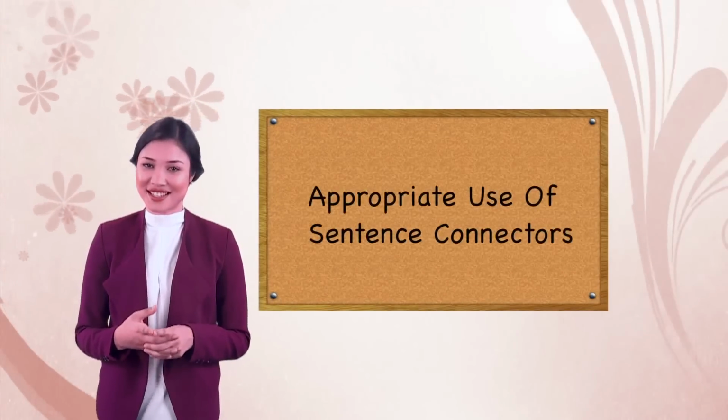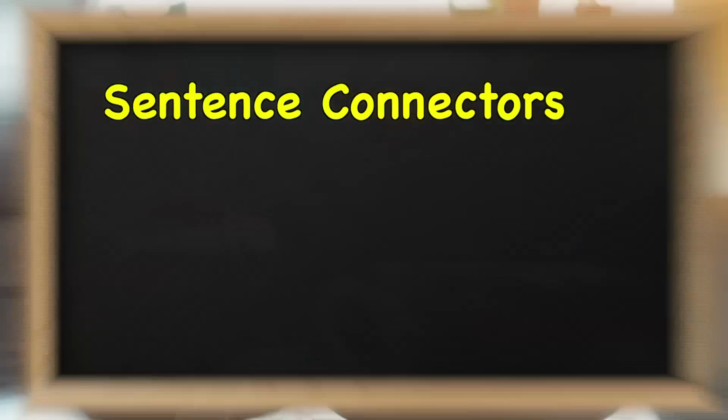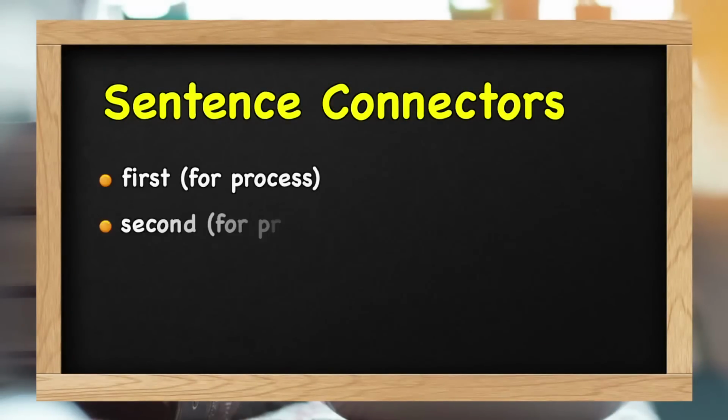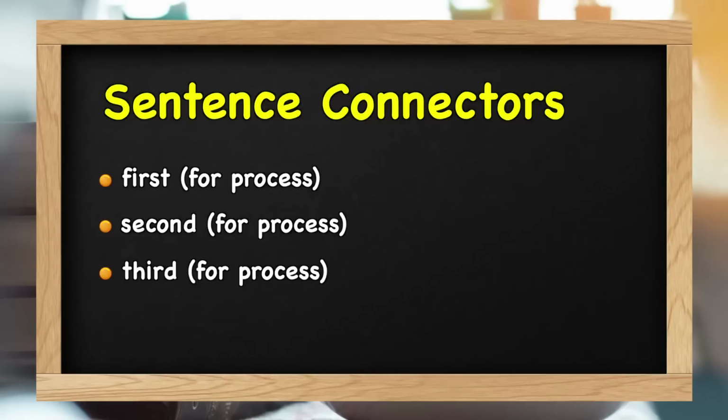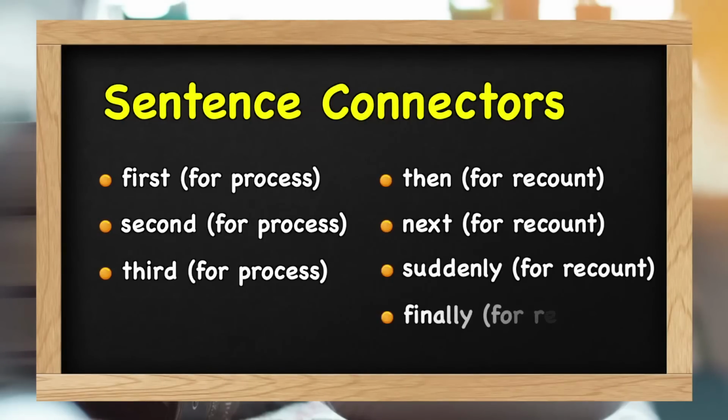Appropriate use of sentence connectors. A marker looks for a piece of writing that has good flow. Maintain the flow of the story by using sentence connectors. Sentence connectors are words like first, second, third, then, next, suddenly, and finally. These words are particularly useful, especially if you are recounting an event or describing a process.